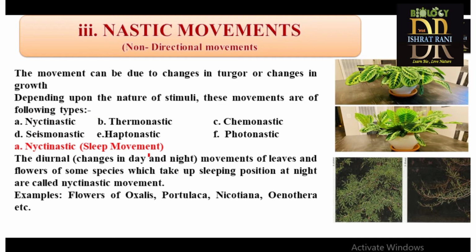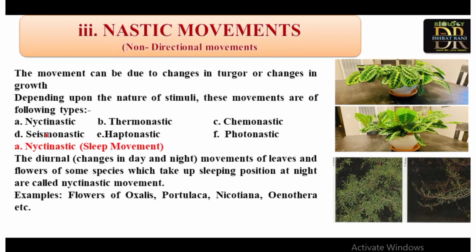Here is another type of movement, which is nastic movement. This is non-directional movement because we don't know the direction. It is due to different types of stimuli, but their direction is not known. The movement can be a change in turgor or turgidity, or a change in growth, depending upon the nature of the stimuli. It is nyctinastic, thermonastic, chemonastic, seismonastic, hyponastic and photonastic.